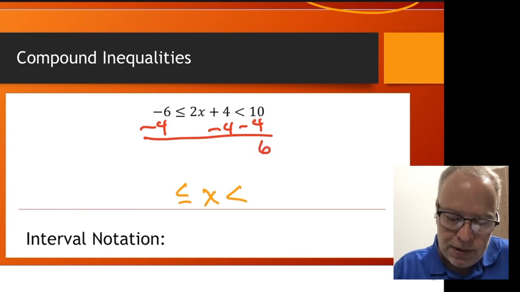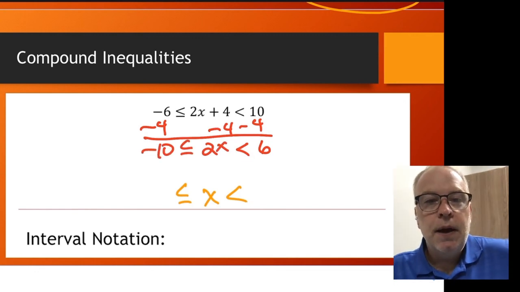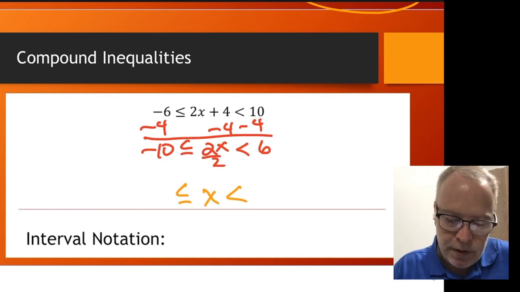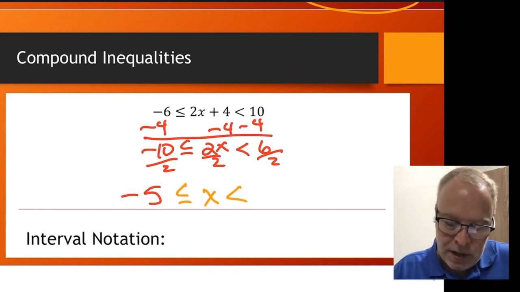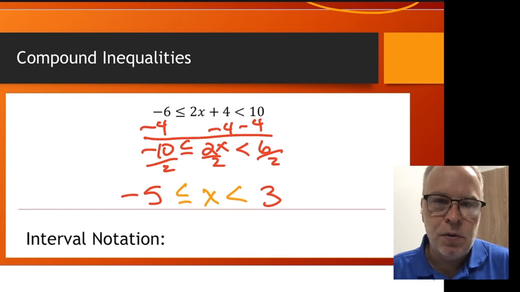All right, 6 less than, sometimes I like to work backwards here because why not? Now how do we get rid of the 2? How's it attached to the x? It's attached by multiplication. So we're going to divide everything by 2. Divide everything by 2. Negative 5 less than or equal to x less than 3. And there's your answer as an inequality, a compound inequality.